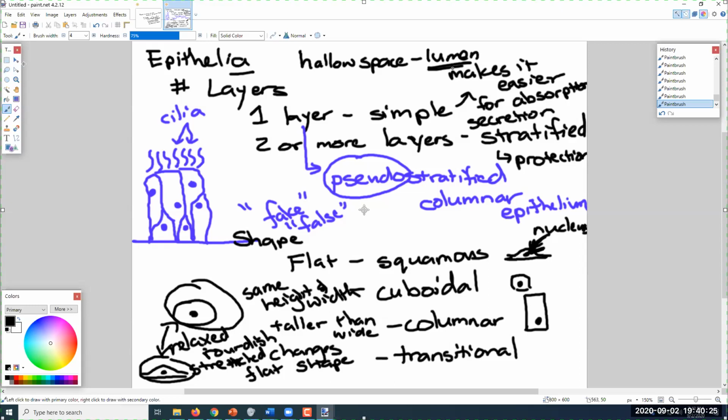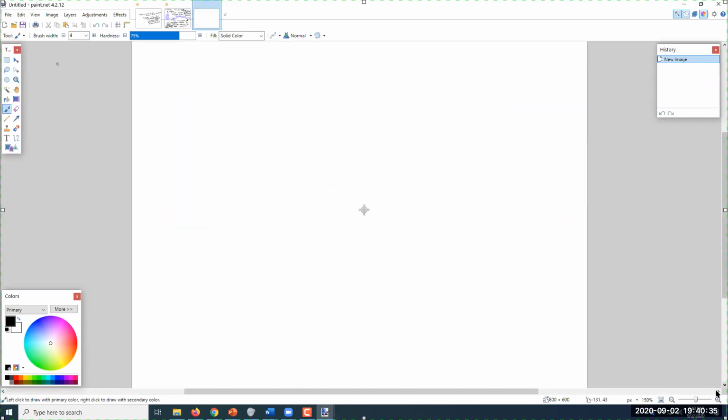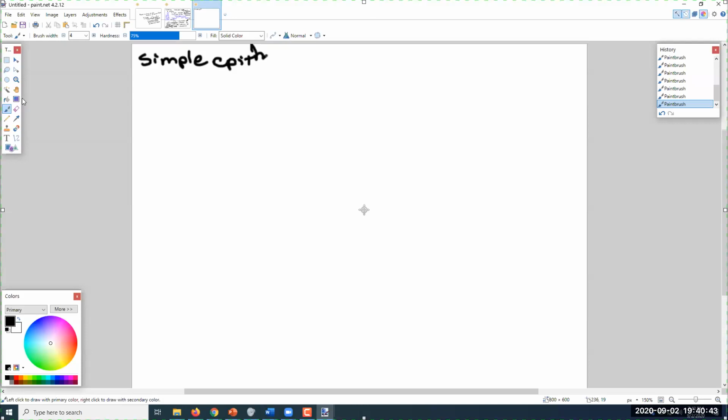All right, let's take a look at the specific types of epithelial tissue now. Let's look at simple epithelia. What does simple mean? How many layers for simple? Yeah, very good. Just one layer.